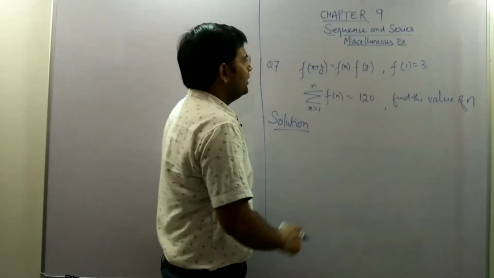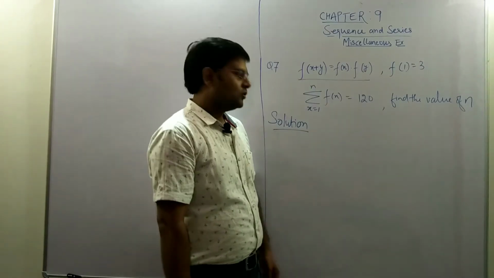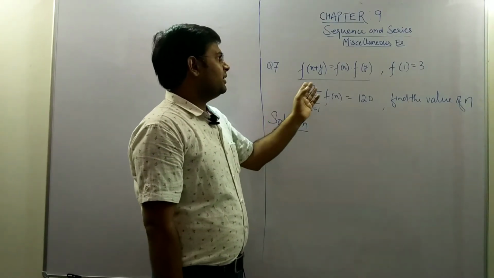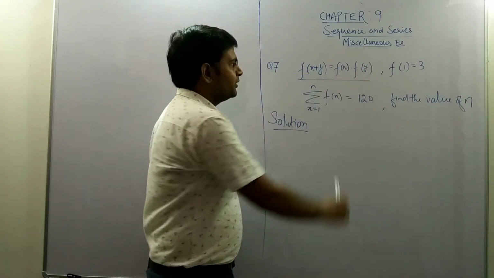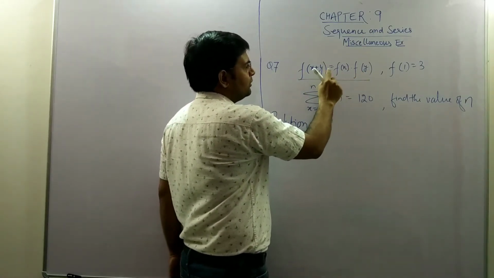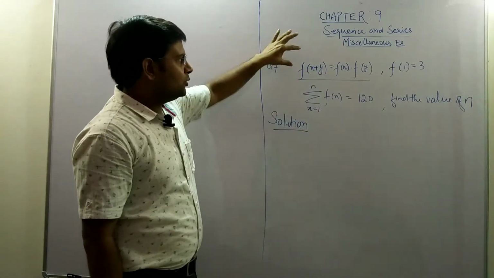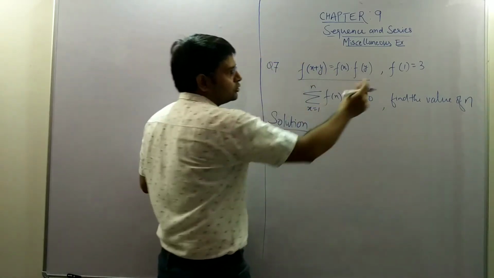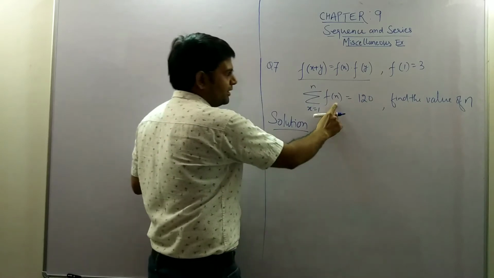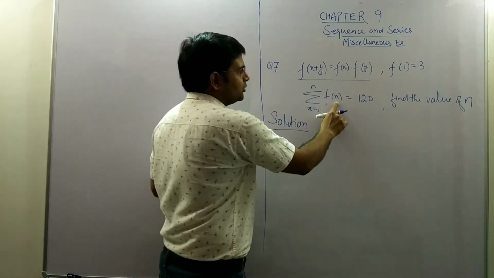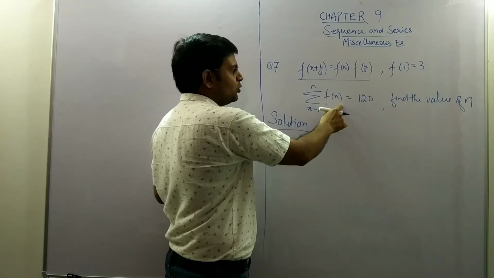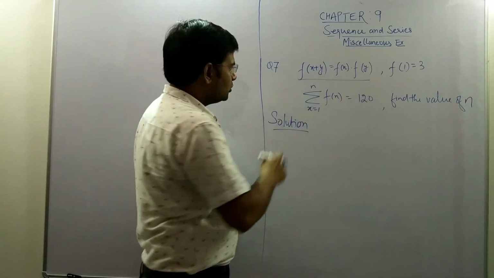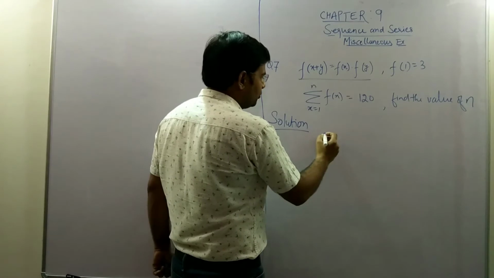Now you see this question number 7, you have already seen that f(x plus y) equal to f(x) into f(y). So what is the importance of this function? And this is also given f(1) equal to 3, and I have to put x equal to 1 first and then x equal to 2, then x equal to 3, and we have to go up to n. So let's begin with f(2).